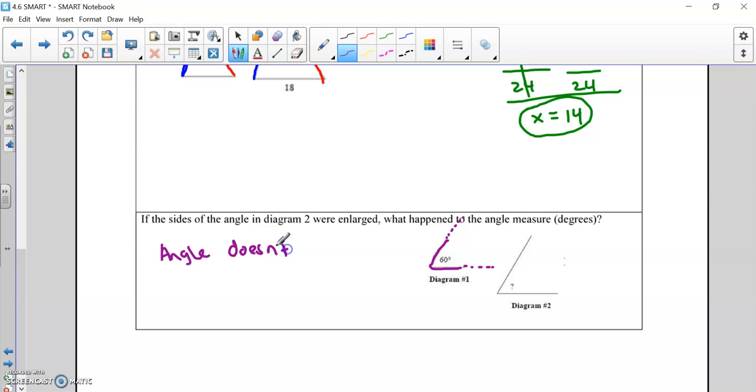And this goes back to when I told you guys that when we're talking about similar figures, the side lengths change, but similar figures always have the same angles. They always maintain angle measures.